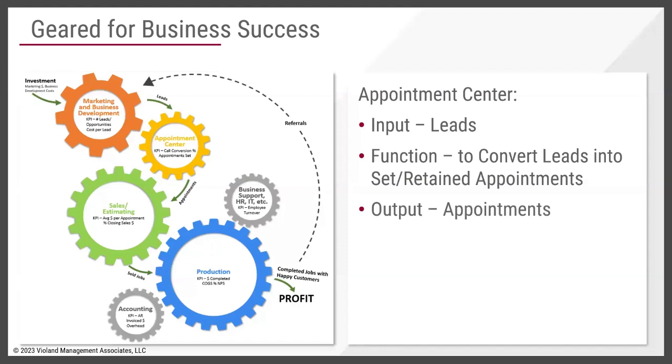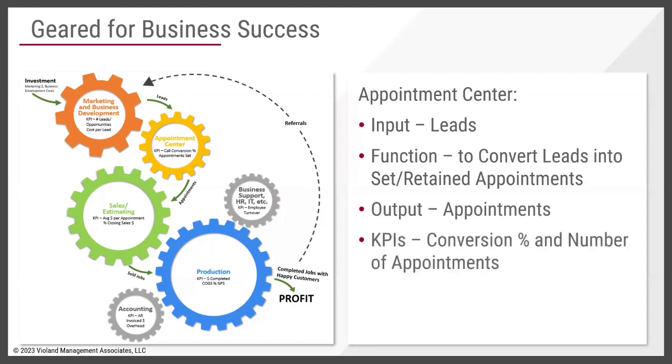And how do we know if this function is doing well? Well, we're going to measure conversion percent. We measure based on the number of leads they received and the appointments they set from them, and calculate that conversion. Another KPI we may use in that department is the number of appointments as well. So we use conversion percentage as their efficiency KPI.